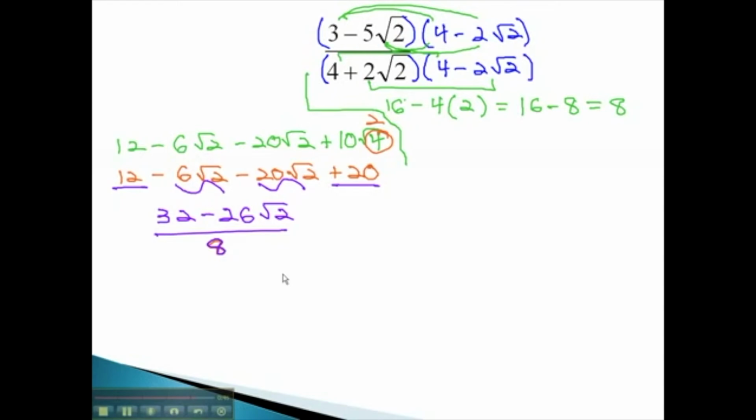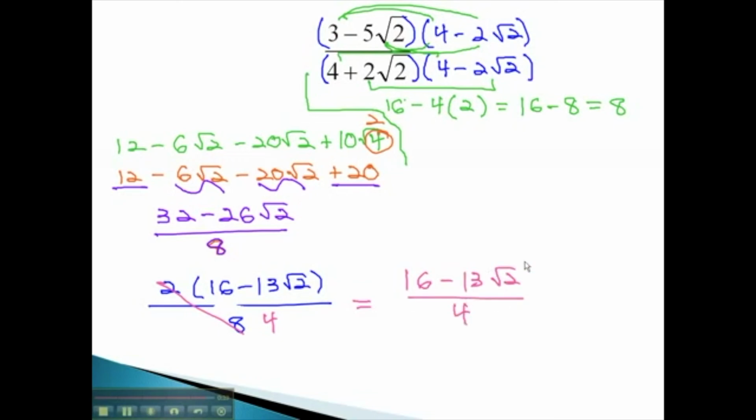Before we can reduce this fraction, though, we must first factor. The numerator has a factor of 2 in common, leaving behind 16 minus 13 root 2 over, I'm sorry, over 8. Now we can divide out the common factor of 2, and we're left with 16 minus 13 root 2 over 4 for our final solution. We can rationalize denominators if there's a binomial, any adding or subtracting, by multiplying by the conjugate.